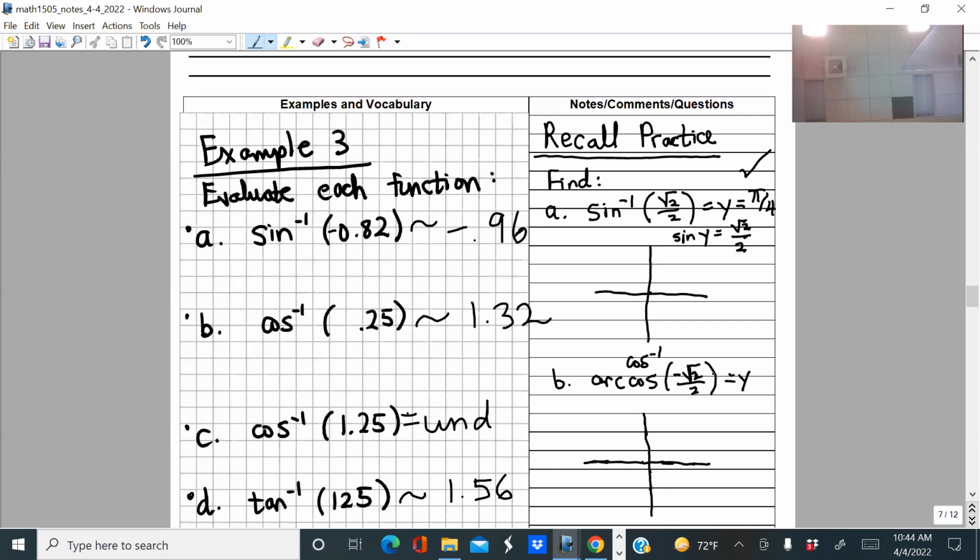So just think about it. That's why I drew a little set of axes, but I have to draw something here to help figure out what that angle is.